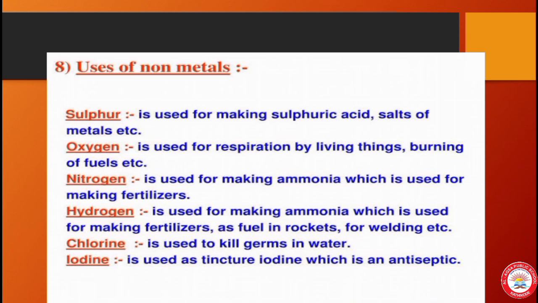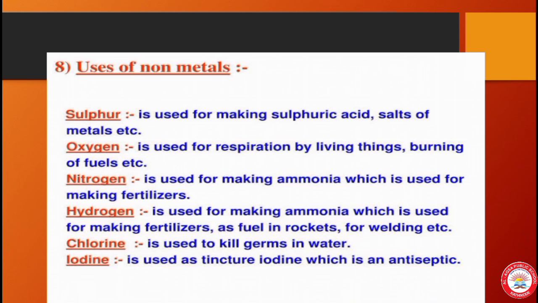The first one, sulfur. Sulfur is a non-metal. It is used for making sulfuric acid, salts of metals, etc. Okay. Oxygen. Oxygen is a non-metal. I think all of you know what is the use of oxygen. It is used for respiration by living things, burning of fuels, etc.